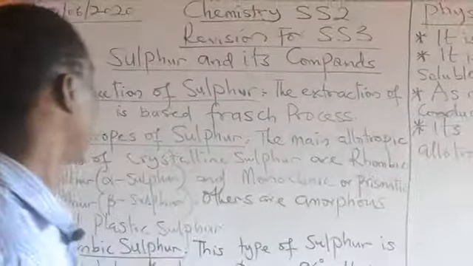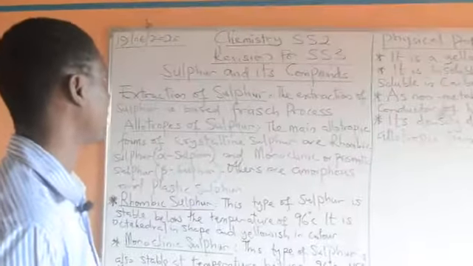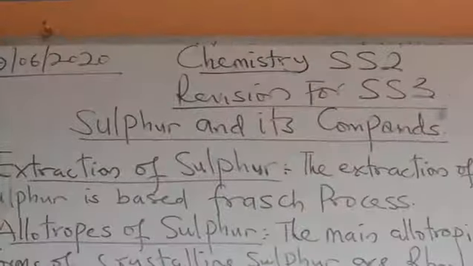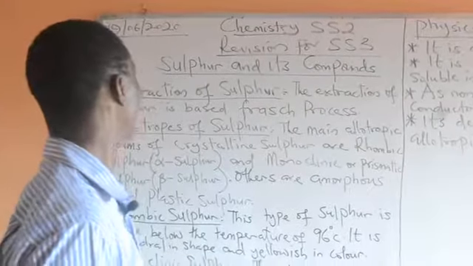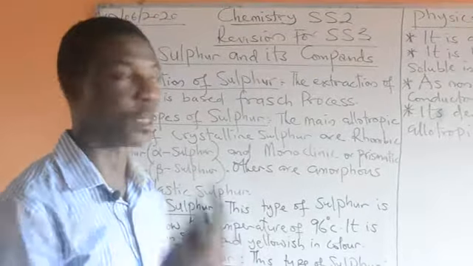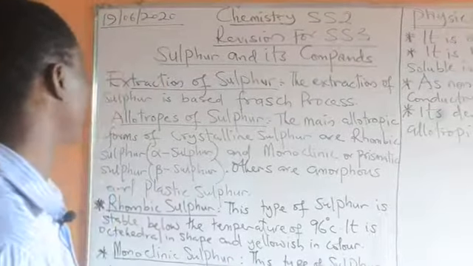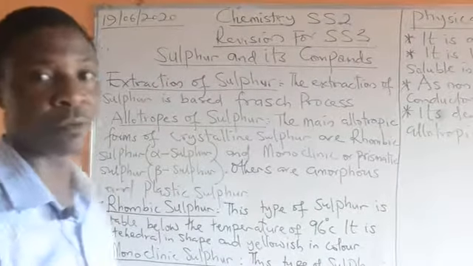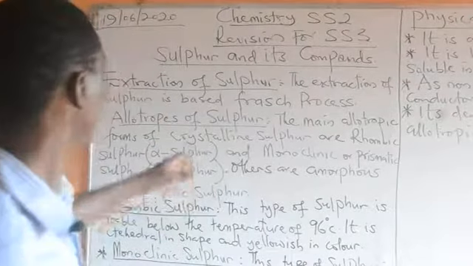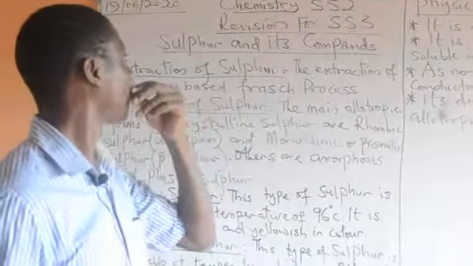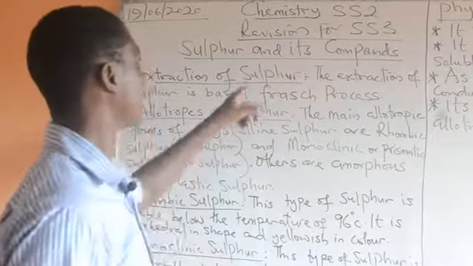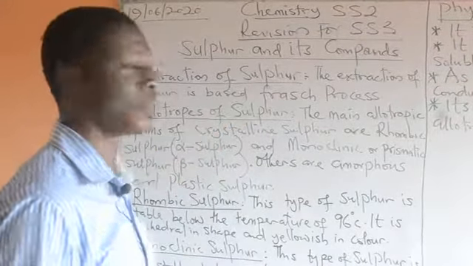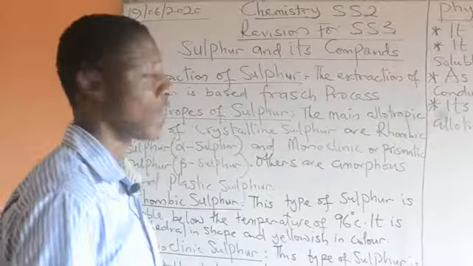Now, I think last week we concluded a particular topic, the calculation we did in other past topics. The one I left behind was the one I concluded two weeks ago. So now, for this week, this particular class is for SS2. This is the first topic for the term, and a revision class for SS3. And the topic is sulfur and its compounds.